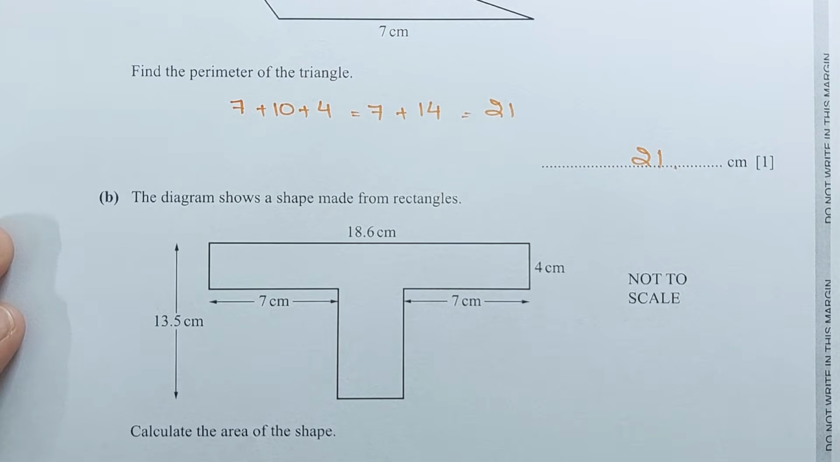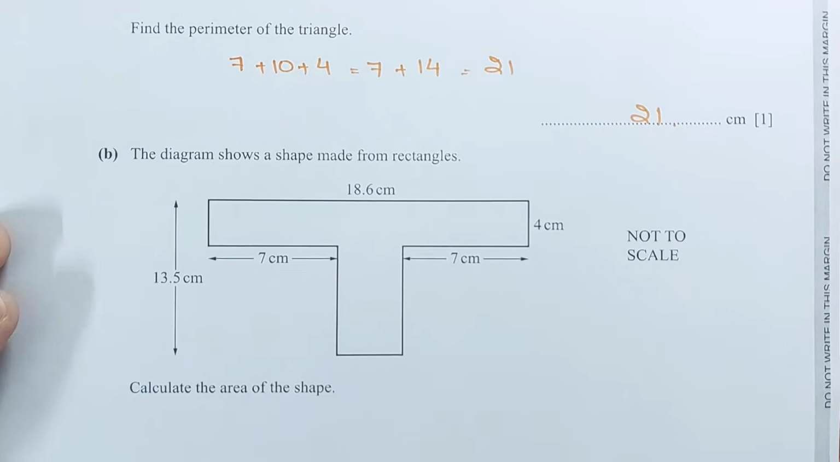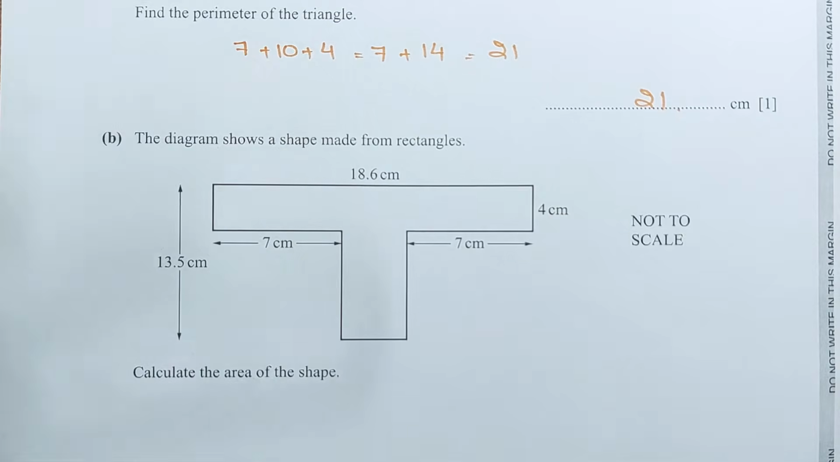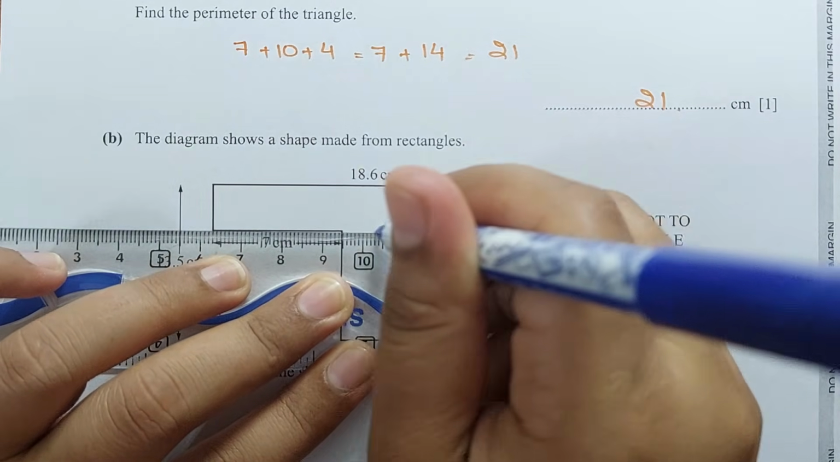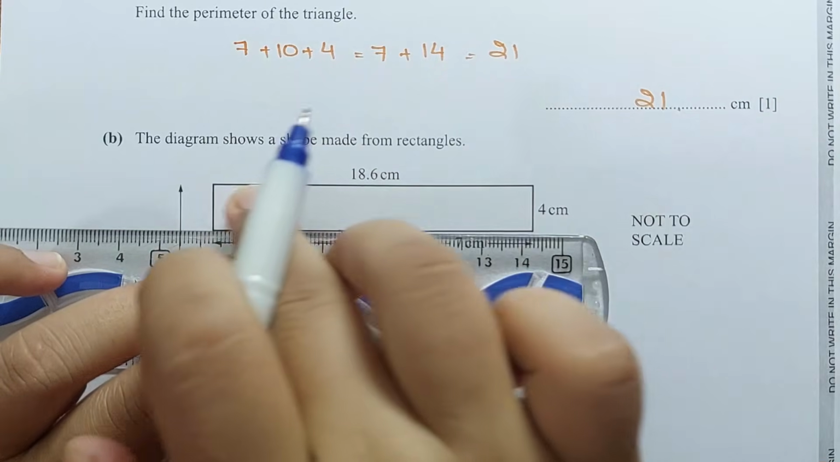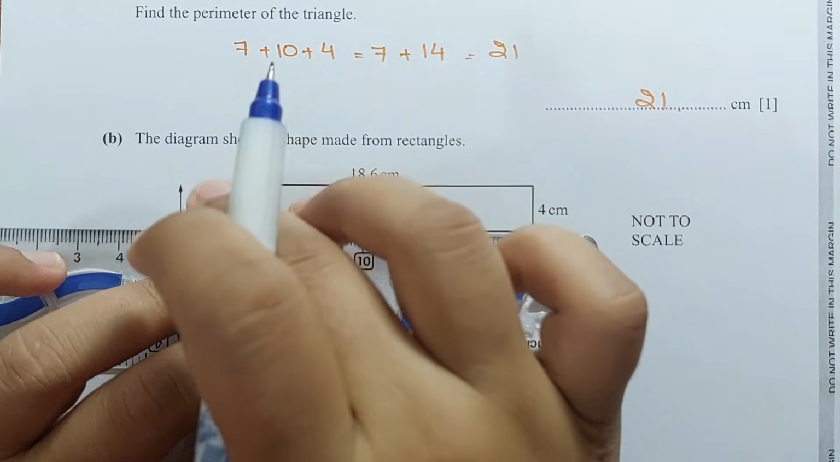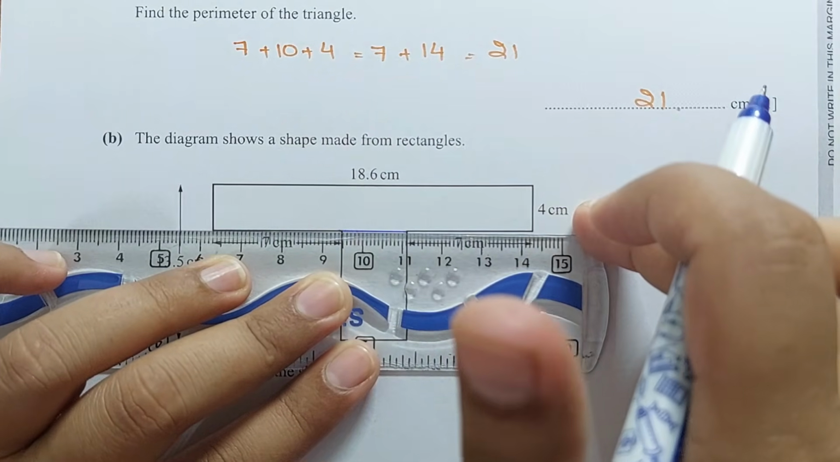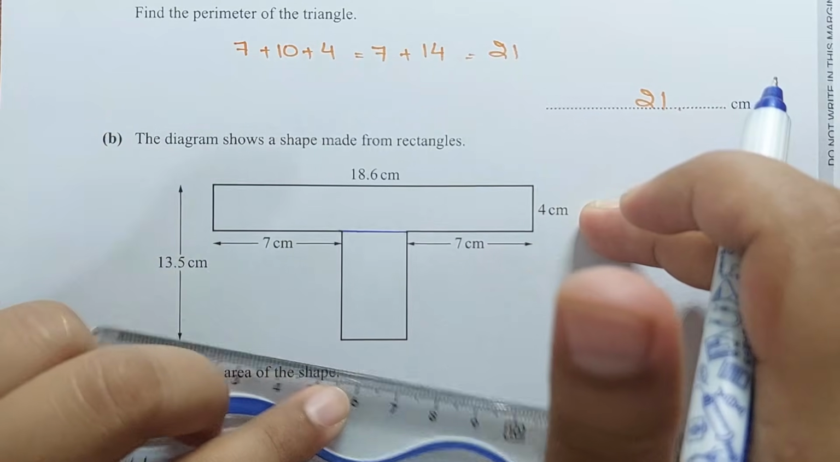Part B, the diagram shows a shape made from 2 rectangles. Calculate the area of the shape. Okay, so to get the area of the shape, let me break the shape into 2 rectangles. Okay, this side is 18.6. This is also 18.6. This length is 4. This length is 4. We can easily find out the area of the top one, which is length times width.